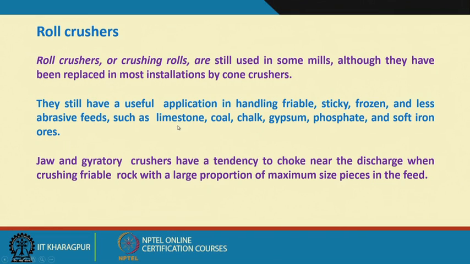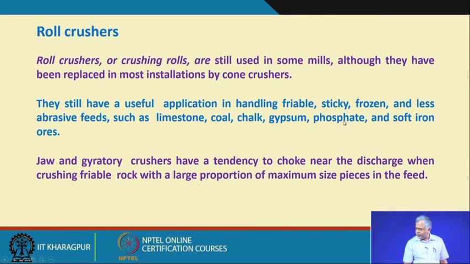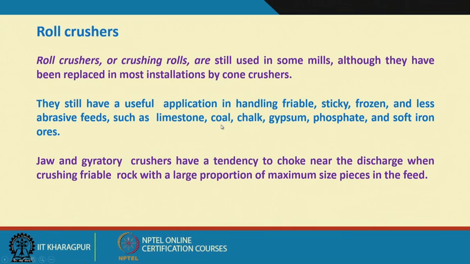Frozen material and less abrasive feeds such as limestone, coal, chalk, gypsum, phosphate and soft iron ores can also be handled by roll crushers. A very popular application for roll crushers is still coal breakage, because coal is essentially a friable material, and many times coal is associated with clay materials because of its geological formation. That is why it is widely used in coal processing industries, and also in limestone, chalk, gypsum and phosphate processing industries.